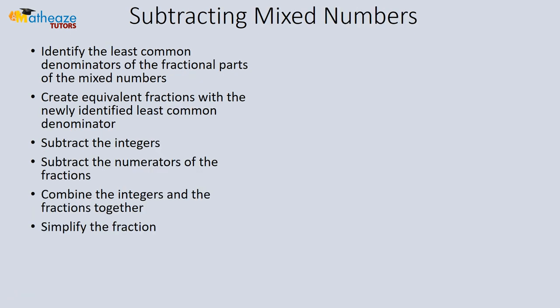Next, we will look at subtracting mixed numbers. As our usual practice, we will start off with mixed numbers with the same denominators, and then we'll follow the process. So let's look at 9 and 5/7 minus 3 and 4/7.